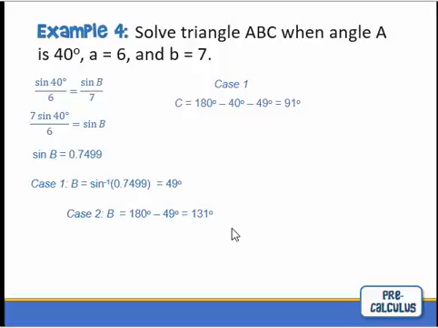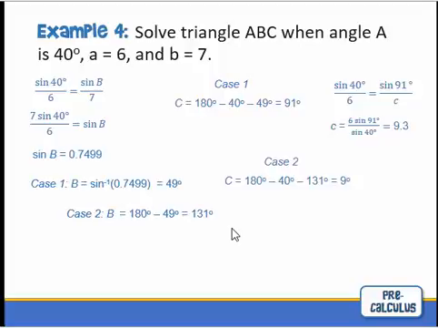So we have close to a right triangle, but not quite. I can find side c using the law of sines. So we set up sine A over a equals sine C over c and solve that, and we'll get that c is 9.3. So that gives us all the information for case 1. Then we have to repeat that for case 2, where we assume that B was actually the 131 degrees, and we can find that angle C is then only 9 degrees. And we use law of sines to find the missing side in that case of 1.5.